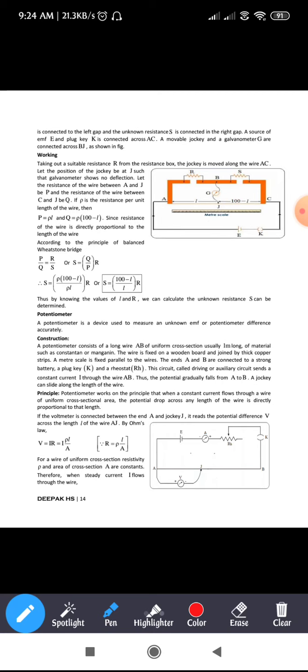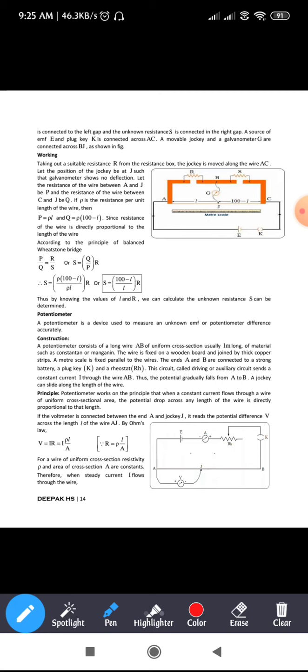See, even in this experiment you have in your practical examination, we are going to make use of this potentiometer. One is to find the internal resistance of the cell. The application of this potentiometer is to find the internal resistance of a cell. You have that in your practical examination.